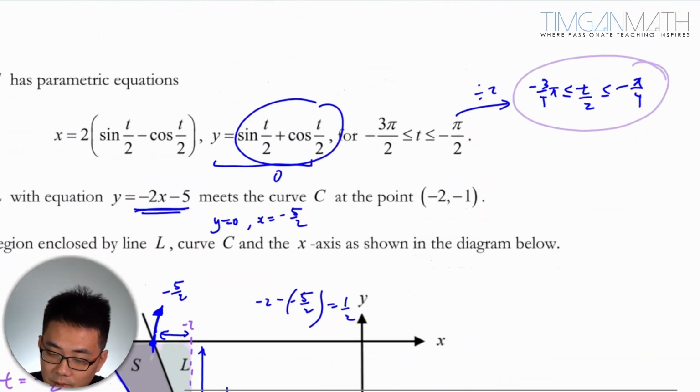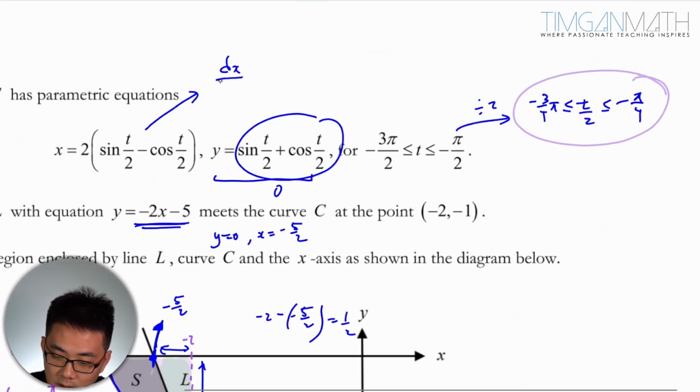Then dx dt, we're just going to differentiate this. So dx dt will just be 2 cosine.